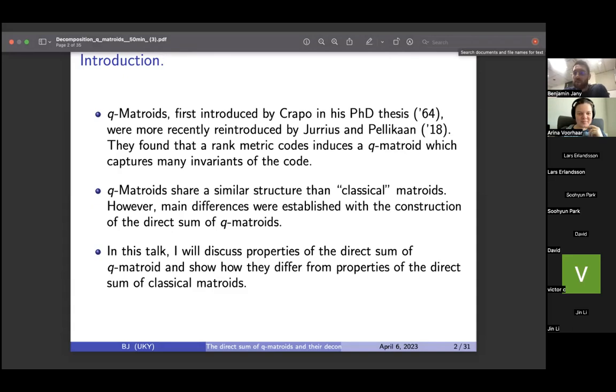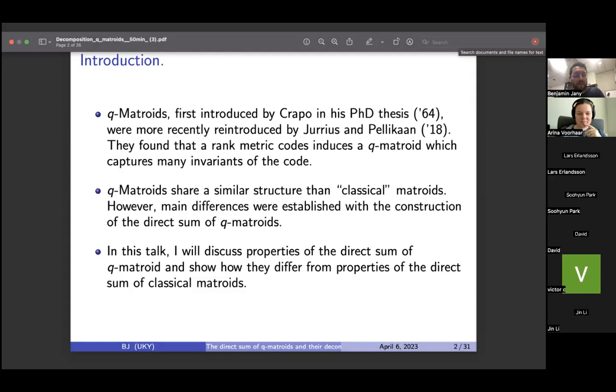As q-matroids got studied pretty intensively, people noticed that there's a lot of similar structure to classical matroids. However, the main differences really started to appear when the direct sum of q-matroids was defined. In this talk, I will go over the different properties of this direct sum and how they differ from the direct sum of classical matroids. Throughout the talk, I'll usually compare what is done in matroid theory to what has been done in q-matroids, so you can see the similarities and differences.